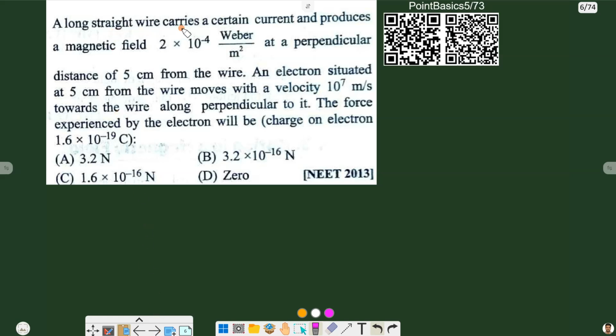A long straight wire carries a certain current and produces a magnetic field that is given at a perpendicular distance of 5 centimeter from the wire. Electrons situated 5 centimeter from the wire move with velocity 10 raised to power 7 meter per second towards the wire along perpendicular to it. The force experienced by the electron will be. So we have to find out the force experienced by the electron at that point.